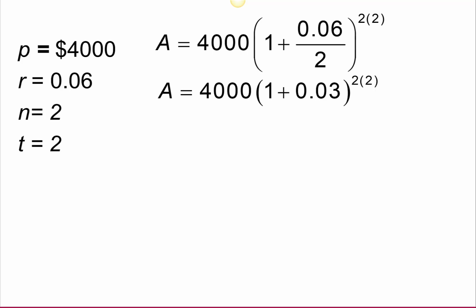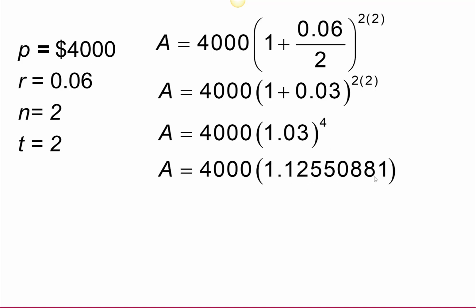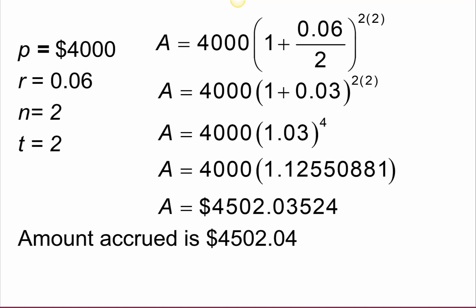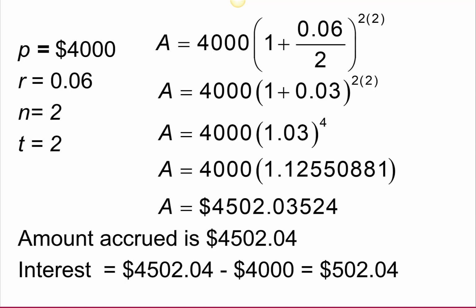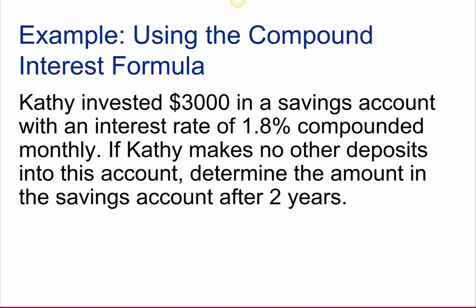Then the next step, if I had my calculator here, I would add that 0.03 to 1, and then raise 1.03 to the 4th power, and I get this number here. Now on my calculator, I would never stop. I would continue with the calculations. I wouldn't stop and write down any intermediate steps. And then finally, I would multiply by the principal of $4,000. So at the end of the 2-year period, we would have $4,502.04. And remember I said before, this is the accumulated amount. In order to calculate the interest, we would subtract off the principal, and we see that we would have accumulated $502.04 in interest.